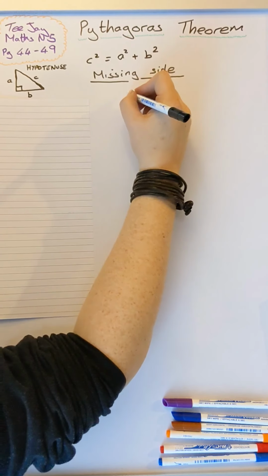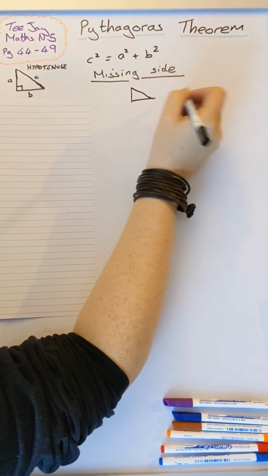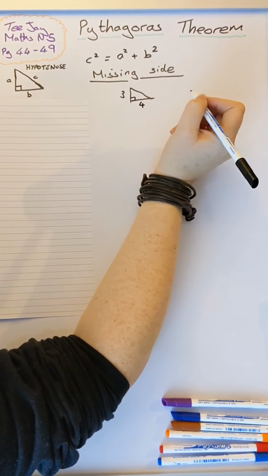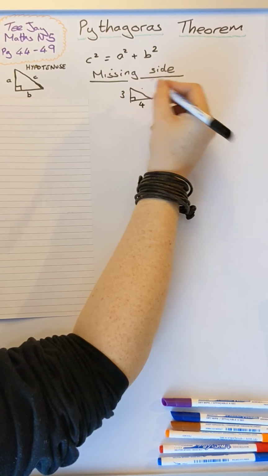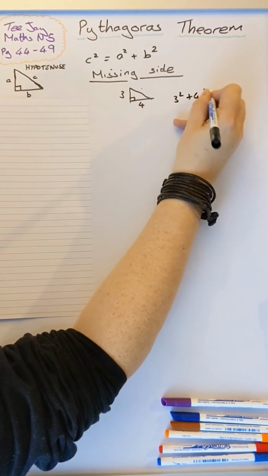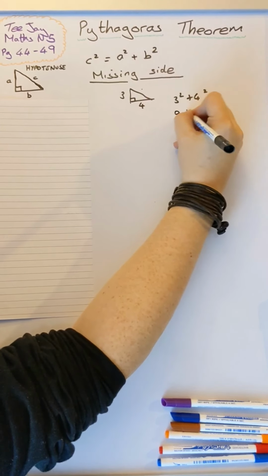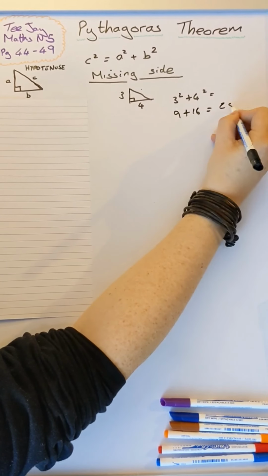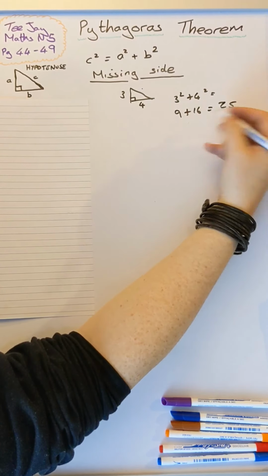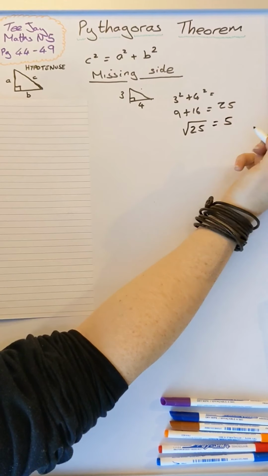So for example, if we had the standard triangle, we're told it's right-angled and we have sides of 3 and 4. Then to find the hypotenuse, the longest side, we would do 3 squared plus 4 squared equals, and you would get an answer of 9 plus 16, which equals 25. And to find the side, we need to square root that answer. So the square root of 25 is 5.